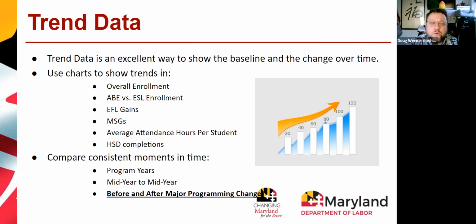But just make sure when you do that, you're comparing consistent moments in time. Make sure that you are doing program year versus program year, or first quarter of this year versus first quarter of that year, or quarter one, quarter two, quarter three, or trimester one, trimester two, etc. Make sure you're doing consistent moments in time, or else your data is going to look doctored and it's not going to be correct. And also make sure you do this kind of analysis before and after any major programming change. If you know you're changing your textbook, you should measure it before and after. If you know that you are changing the length of your courses, you should do a comparison before and after.